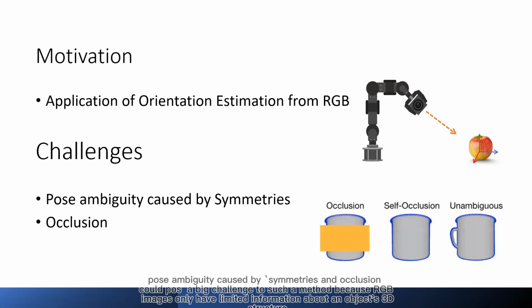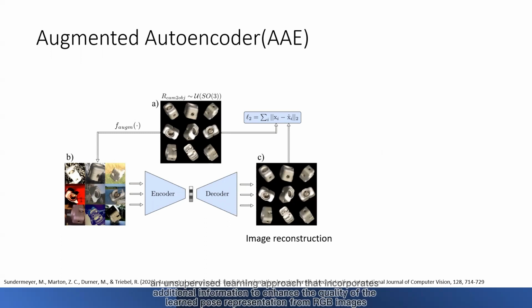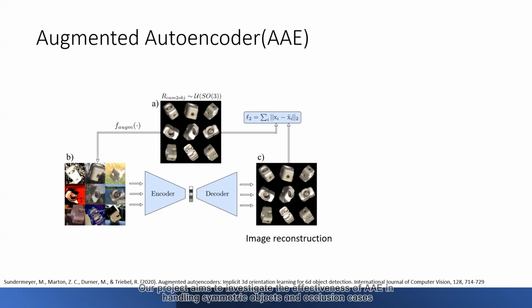However, pose ambiguity caused by symmetries and occlusion could pose a big challenge to such a method because RGB images only have limited information about an object's 3D structure. In 2020, Meyer proposed the augmented autoencoder, a supervised learning approach that incorporates additional information to enhance the quality of the learned pose representation from RGB images. Our project aims to investigate the effectiveness of AAE in handling symmetric object and occlusion cases.